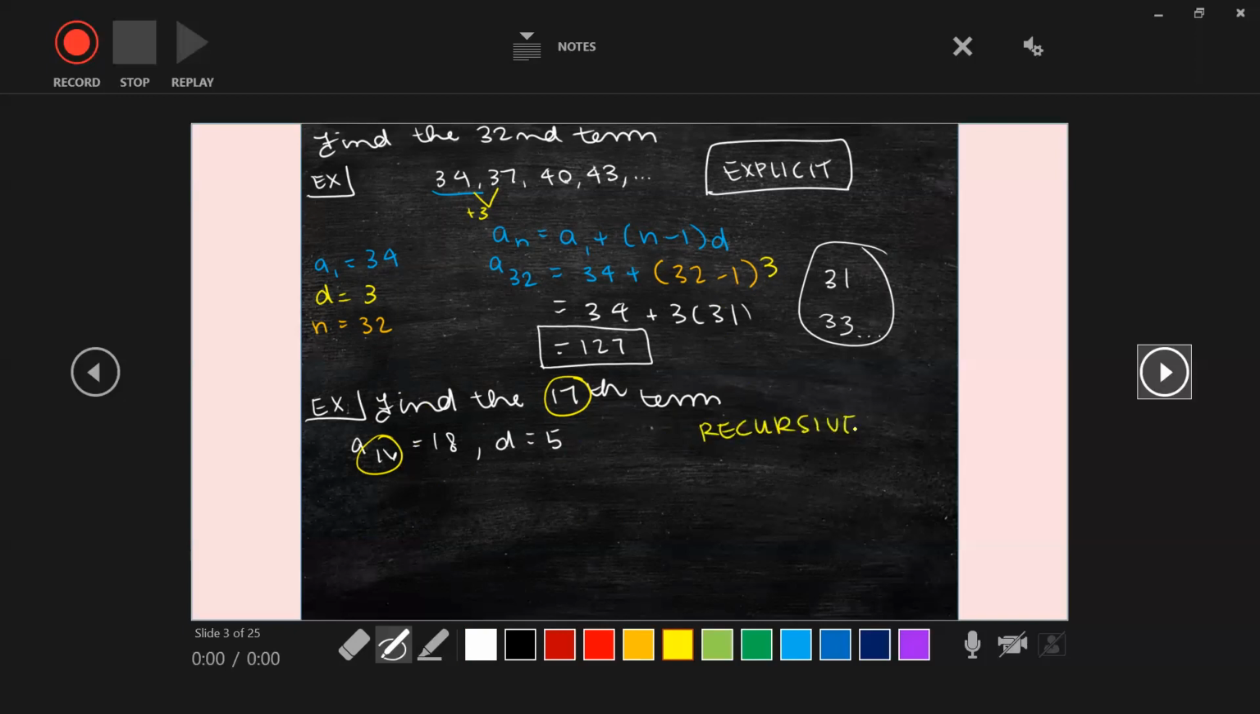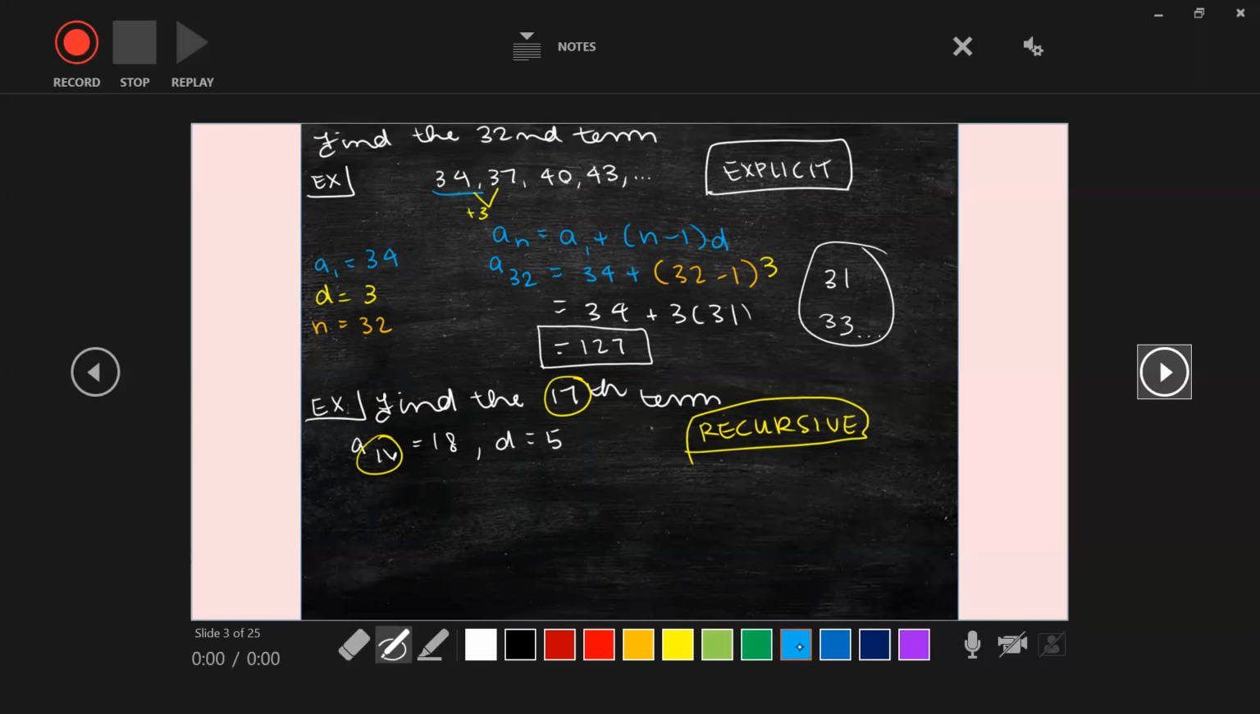So anytime you see something like that, where you've been given the 17th term or asked to find the 17th term, but you've been given the 16th term, or anything that's close in that ballpark, you're probably going to use a recursive formula. Whereas if you've just been given the first few terms and then you're asked to find something off the wall like the 32nd term, you're probably going to be using an explicit formula.